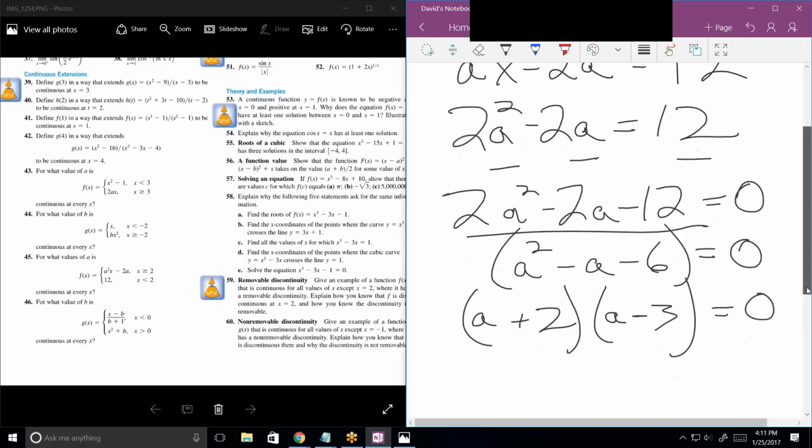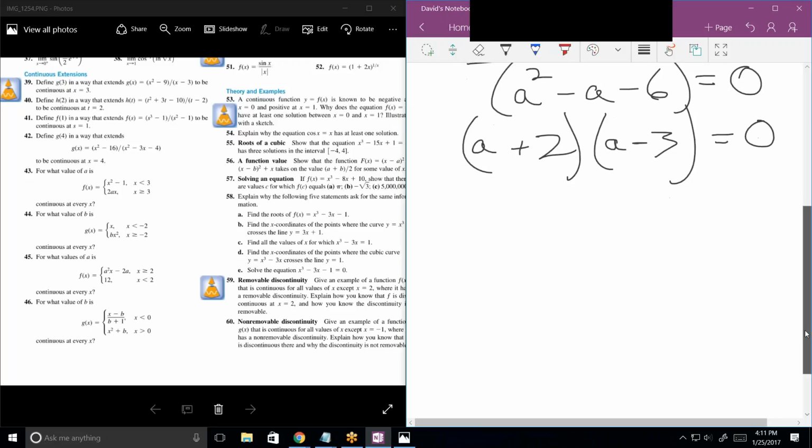But to me, when you're dealing with a simple quadratic, which is one that has a 1 in front of the squared term, this is by far the easiest method to use. So what are my solutions? A equals what or what? -2 or 3.